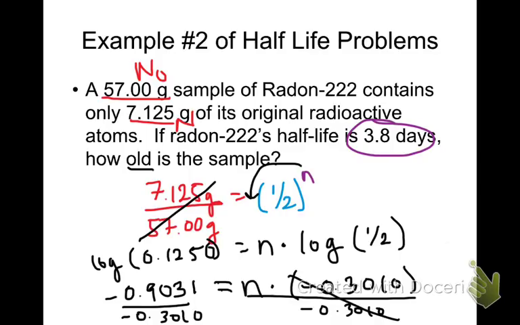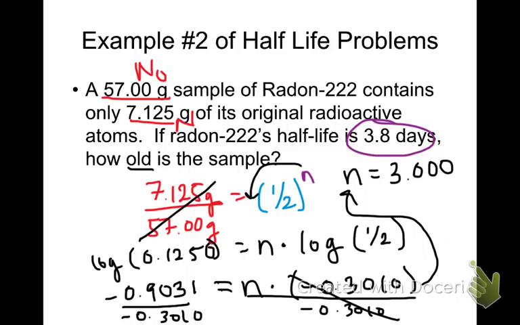And I get that N, if I divide those two, 0.9031 by 0.3010, they're both negative, so the negatives cancel. I'm going to write it up here, I'm running out of room. N is equal to 3. I have 4 sig figs on top and bottom, so 3.000 is what I get. And remember, that is the number of half-lives that have passed.